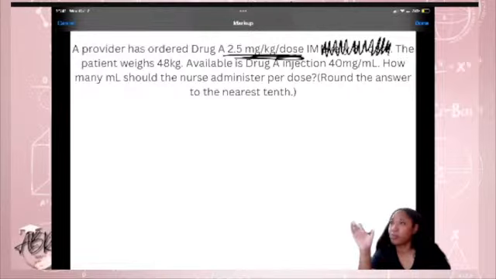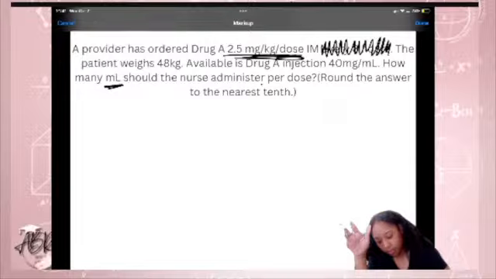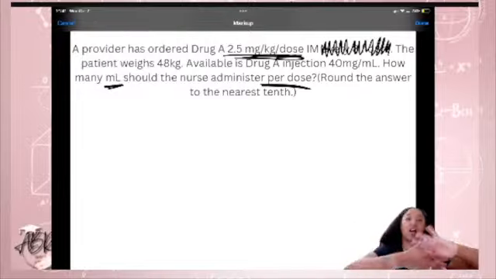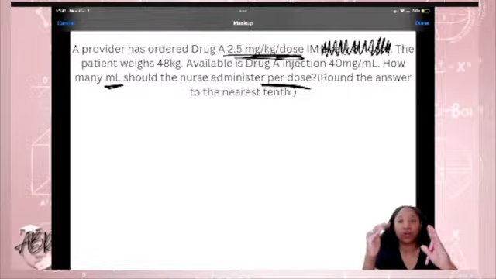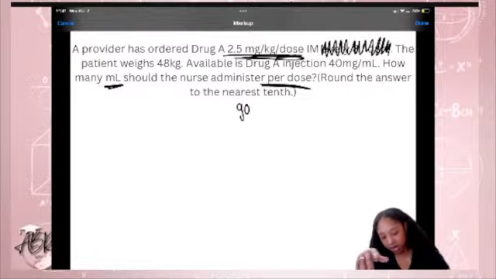So, what is our goal? Our goal says milliliter per dose. You got to make sure you get all of it because it could ask milliliter per day, but this is per dose. All right. So mLs is on the top and dose is on the bottom.